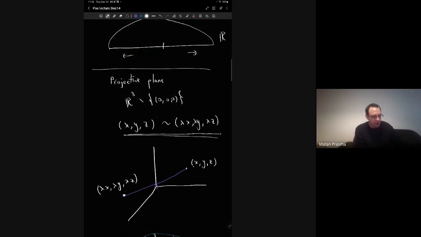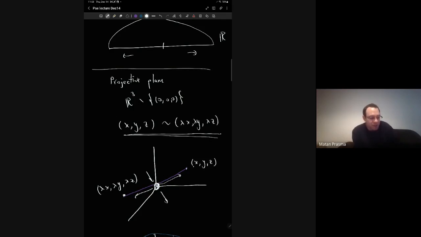I mean, you cannot create the equivalence class. 0 would then belong to every equivalence class. Yeah, this cannot be.